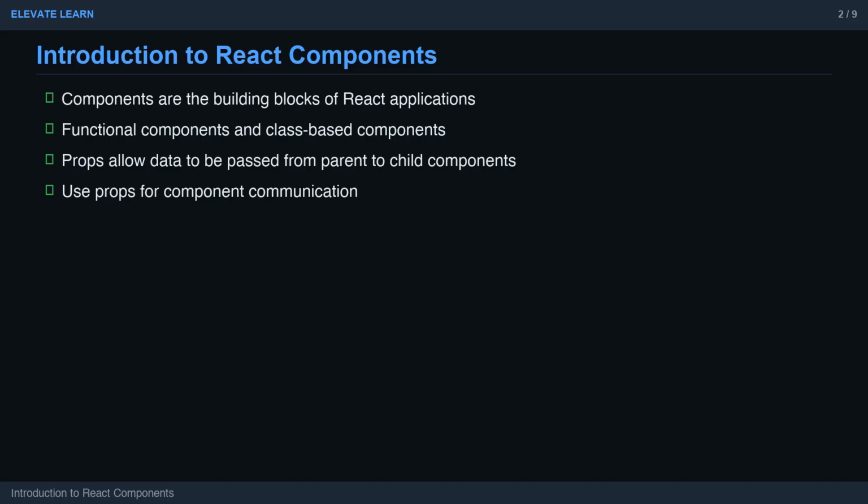Props act like a message passing system. They allow data, like text or images, to flow from parent components down to child components. For example, if you have a parent component that needs to pass an image URL to its child, it does so using the prop syntax. This way, your app can dynamically change and update based on user interaction or other events.